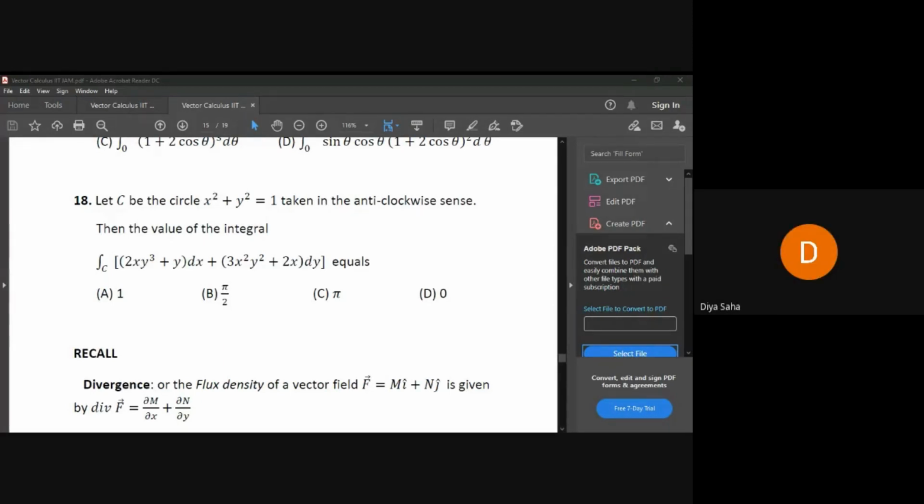Hello, sir. I am Dia Shah from West Bengal. I am studying in Ashutosh College in the 5th semester. Sir, thank you for this session, it's very beneficial for us in vector calculus and vector differential calculus. Okay, thank you, Dia.